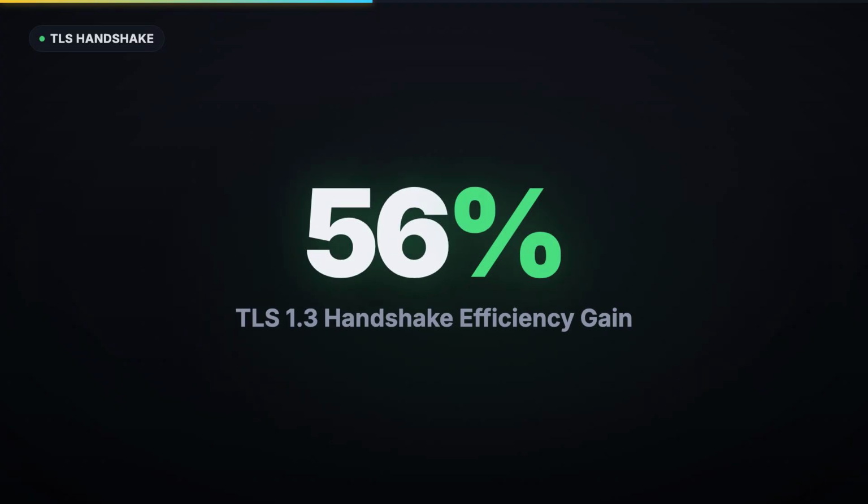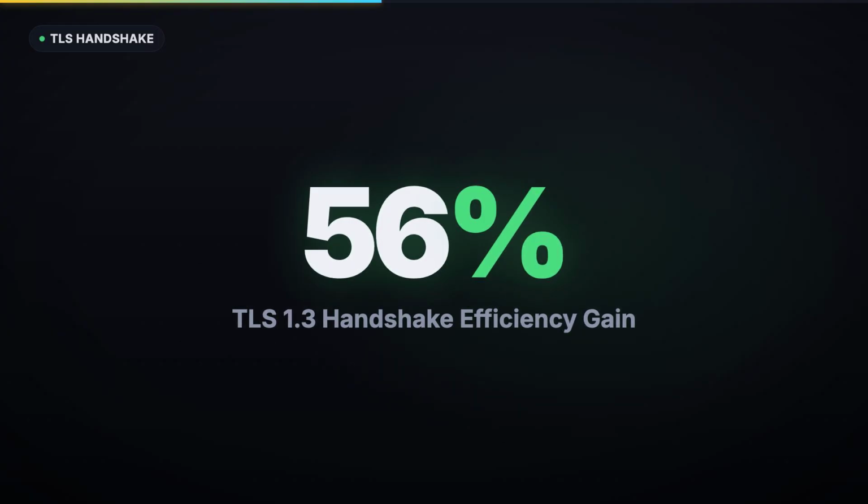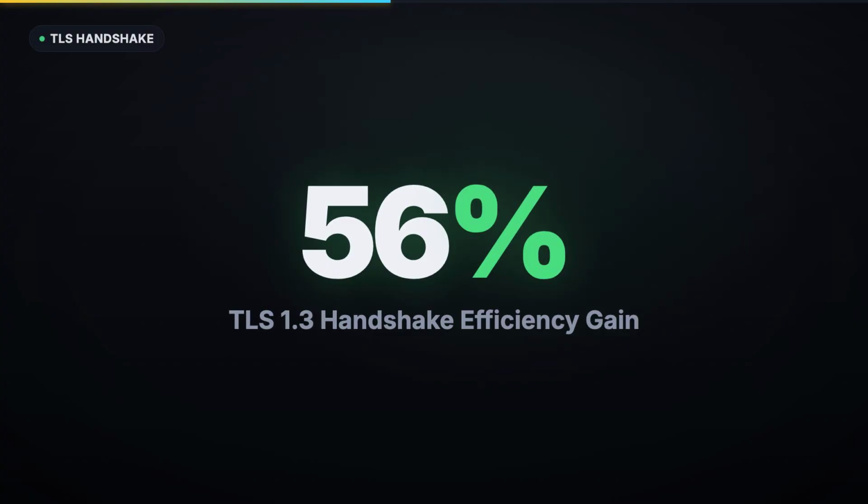Enter TLS version 1.3, standardized in August 2018 after years of development. It cuts the handshake from 2 round trips down to just 1 by combining and simplifying the negotiation steps. That architectural change saves up to 100 milliseconds per connection and reduces total handshake overhead by 56% on average.